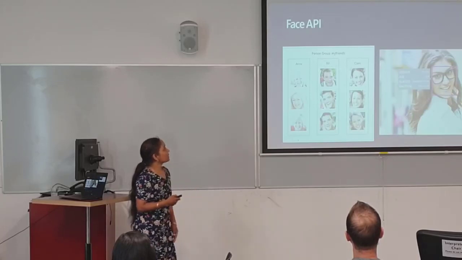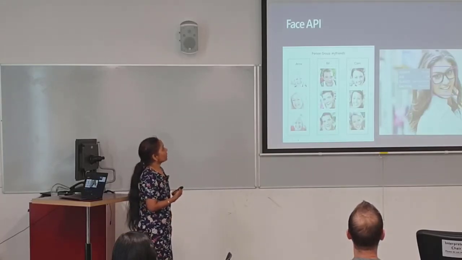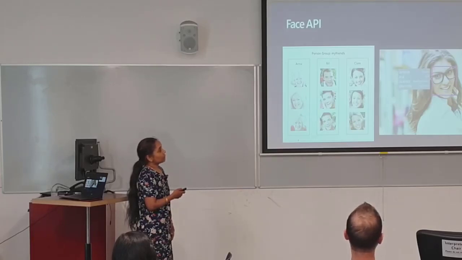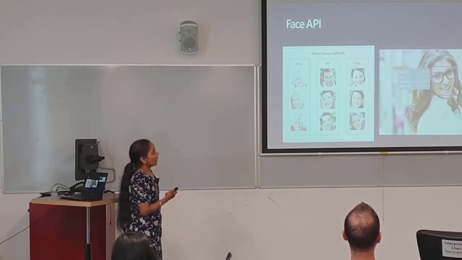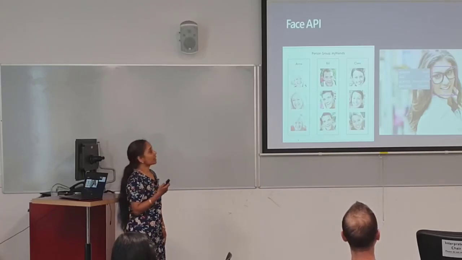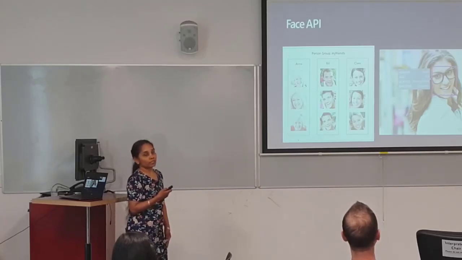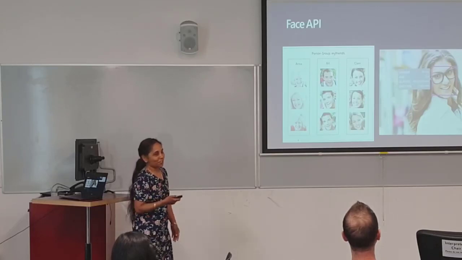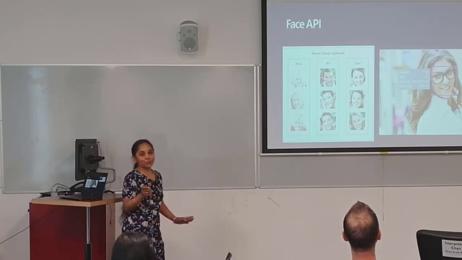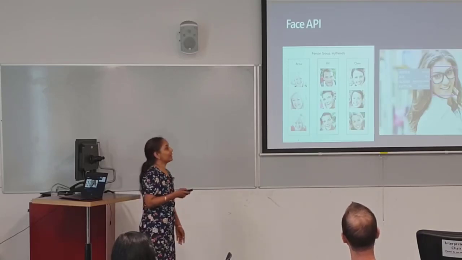Next one, this. So here this is Face API. It predicts the gender, age, whether the person is wearing glasses or not, and what the emotion is. I think if the teeth are shown, then it shows happy, and if they are not shown, neutral, that kind of stuff, sad.